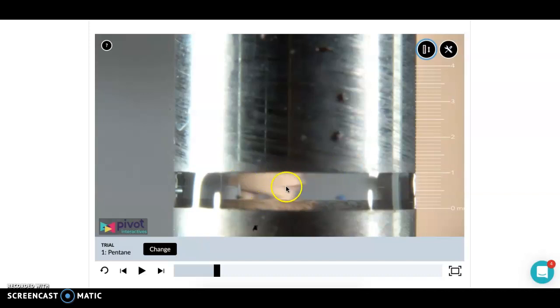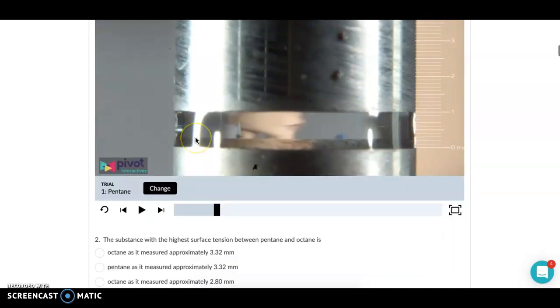You can see Marie Curie here and there. That's kind of funny. Anyways, moving on.